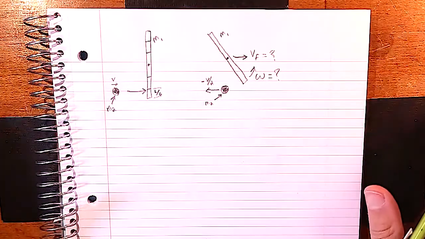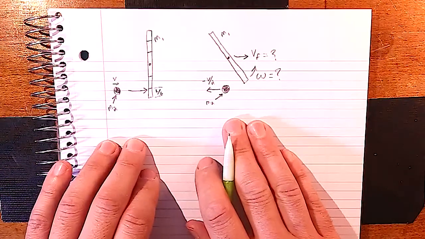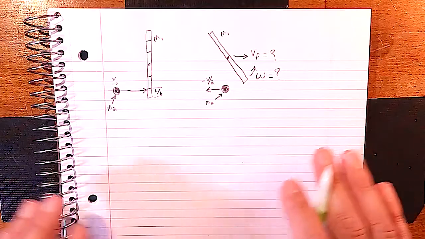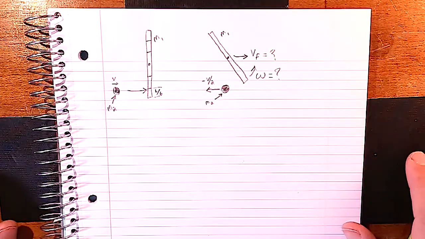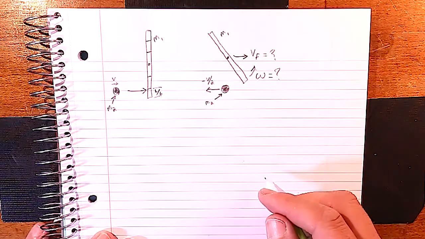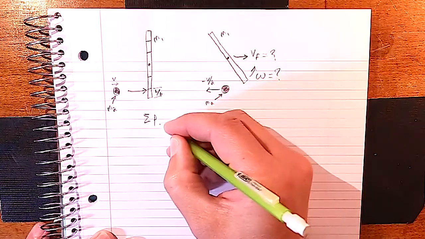So we've been through this multiple times, so I shouldn't even have to say this again, but there's no net external forces, no net external torques, we have no hinges, anything else, so we can use conservation of linear momentum, conservation of angular momentum. So let's go ahead and do conservation of linear momentum first.